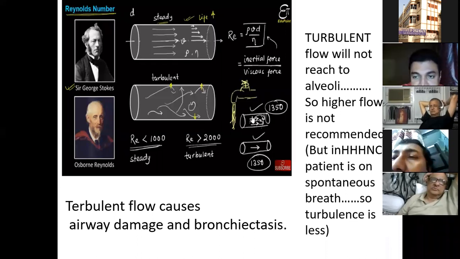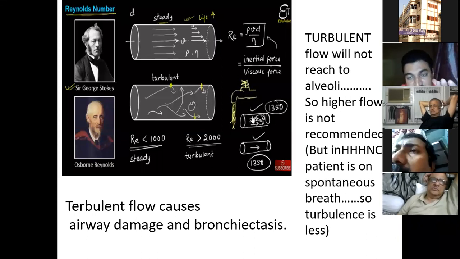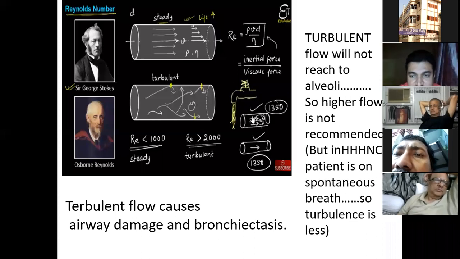The main advantage of HHHNC, or any high flow, is that it will reduce the work done, because it will create a mechanical splinting of the airway so that the airway will not collapse. So it gives prevention of airway collapse as well as less work done. After giving high flow, I have seen that within 1 hour, a baby with a respiratory rate of 60 or 70 goes to sleep.